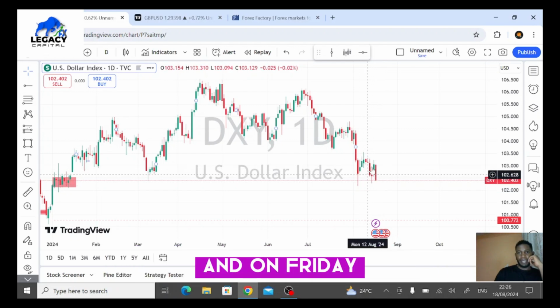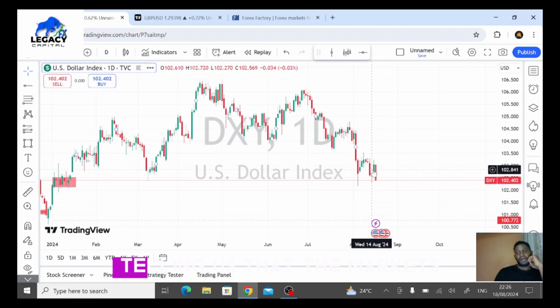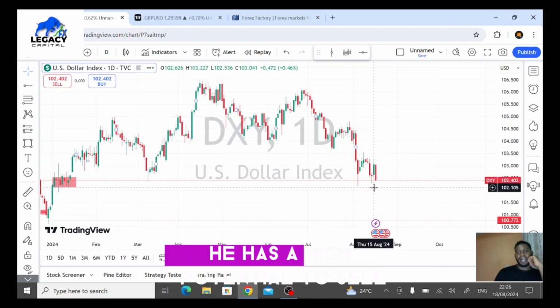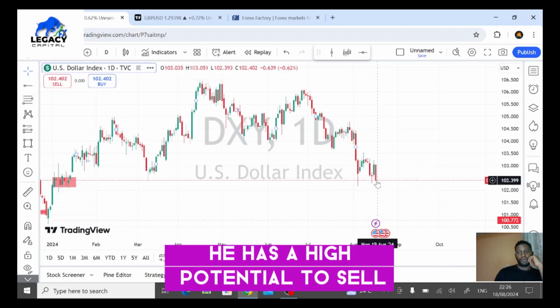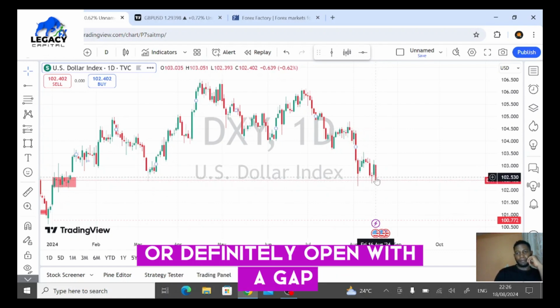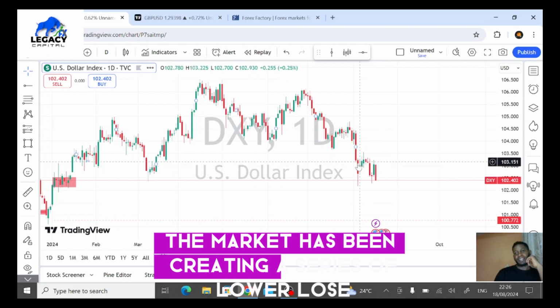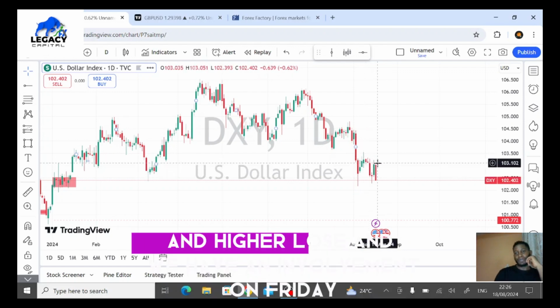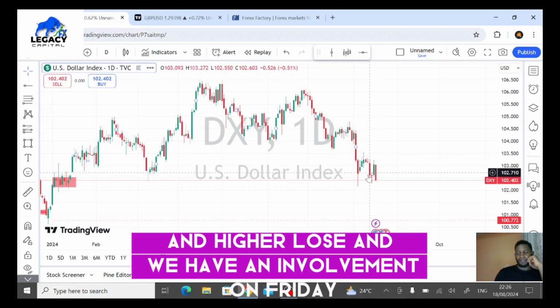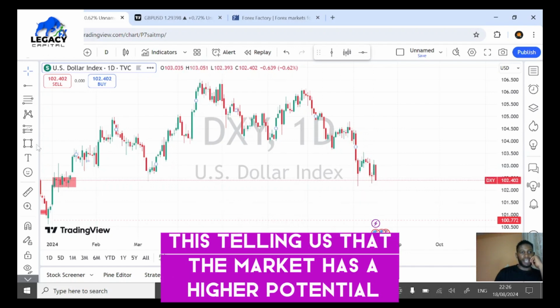And on Friday, the DXY actually closed with an engulfment bar, telling us that the market still has a high potential to sell. It's true that the market will definitely open with a gap, but just for the fact that the market has been creating a series of lower lows and lower highs, and we have an engulfment on Friday, it is telling us that the market has a higher potential to fall.